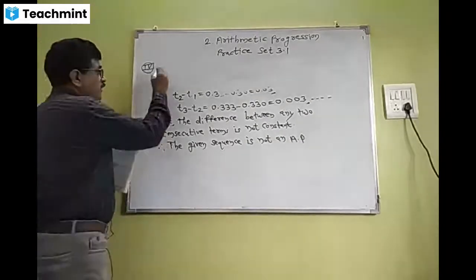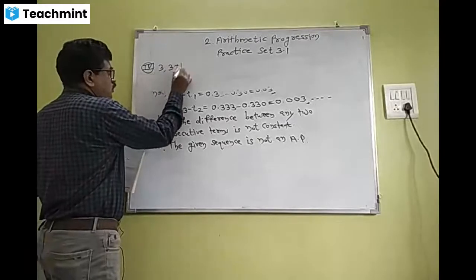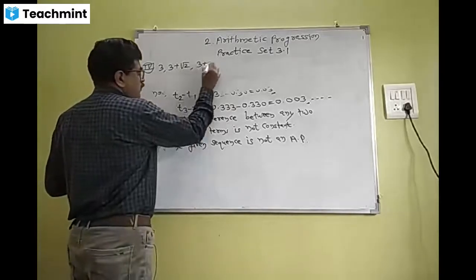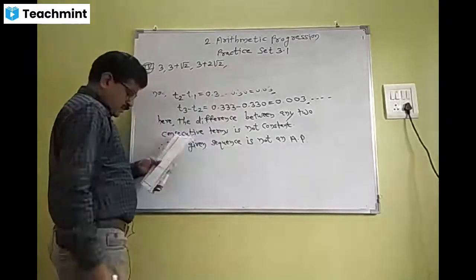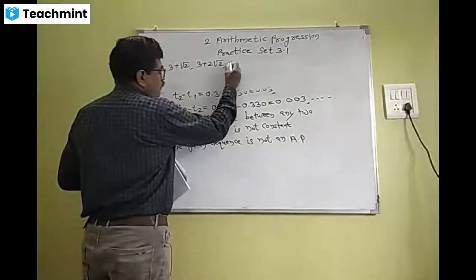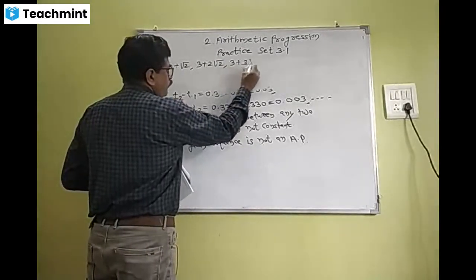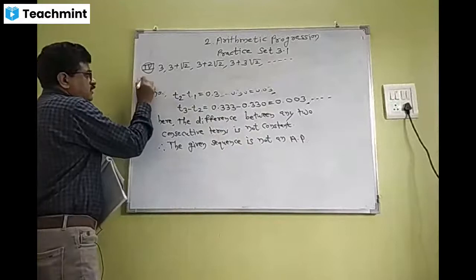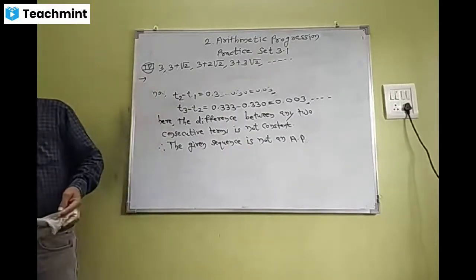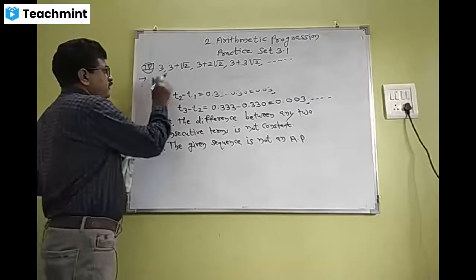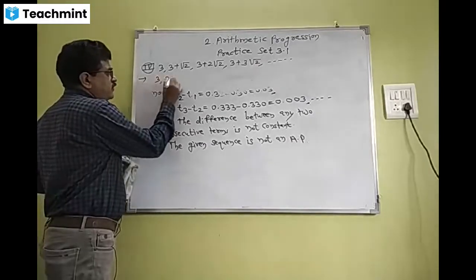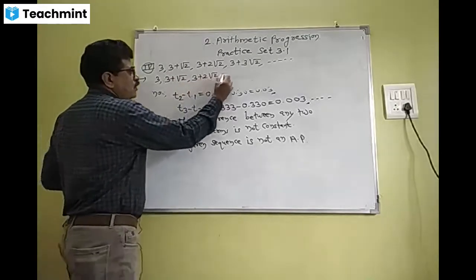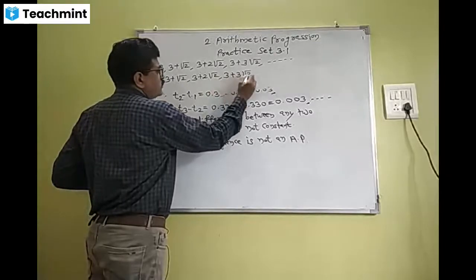Three plus root 2, 3 plus 2 root 2, 3 plus 3 root 2 and so on. Now first write down given as it is. That is 3 plus root 2, 3 plus 2 root 2, 3 plus 3 root 2 and so on.